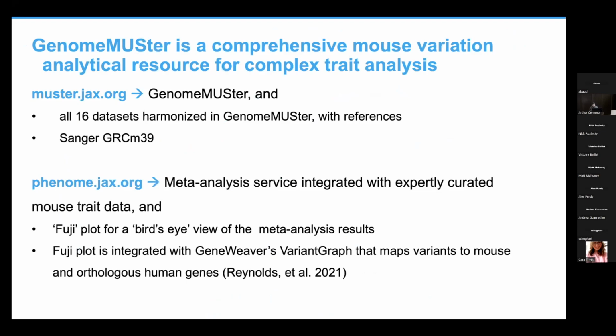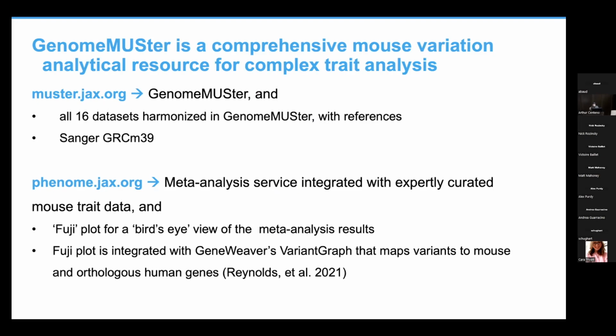So I'm about out of time, so I just wanted to show you where you can get this stuff. If you go to muster.jax.org, you can get to GenomeMUSter as well as all the 16 data sets that were harmonized in it. All of the references, all the information is there. Please cite our data contributors. You can also access Sanger and Build 39.